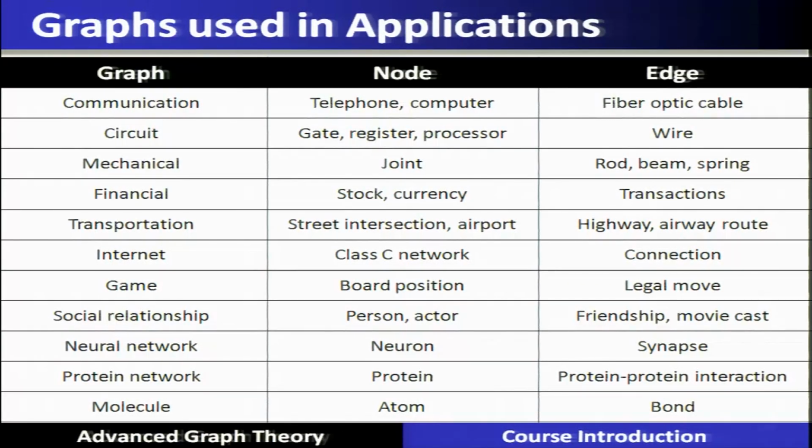So, graphs can be used as a model in many applications. For example, in a communication network graph, the node can be modeled as a telephone or a computer, and the edge is a fiber optic cable. Similarly, in a transportation network, the nodes are street intersections or different airports, and the edges or arcs represent a road segment or a highway, or you can also connect it with an airline route.